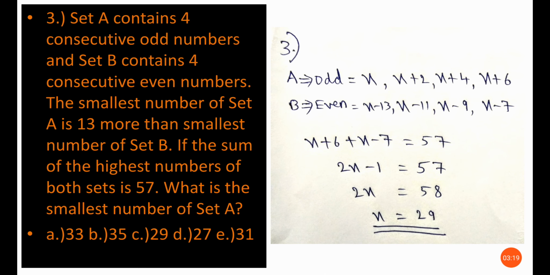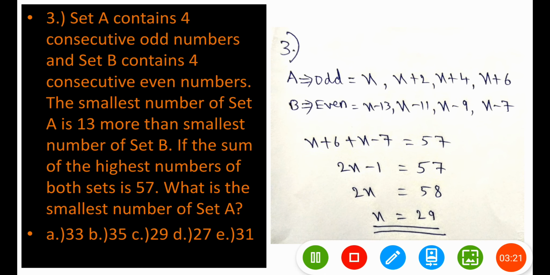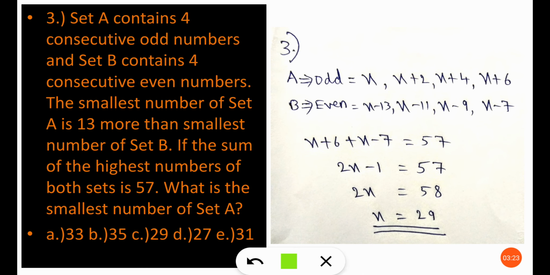Set A contains 4 consecutive odd numbers and set B contains 4 consecutive even numbers. The smallest number of set A is 13 more than the smallest number of set B. If the sum of the highest numbers of both sets is 57, what is the smallest number of set A?